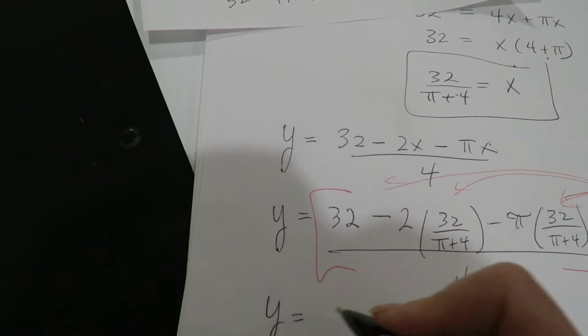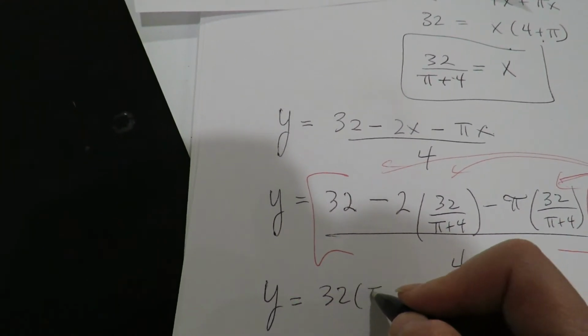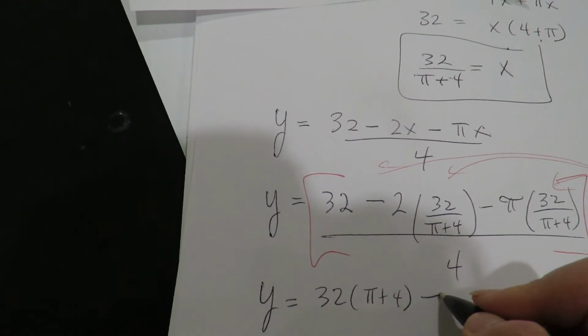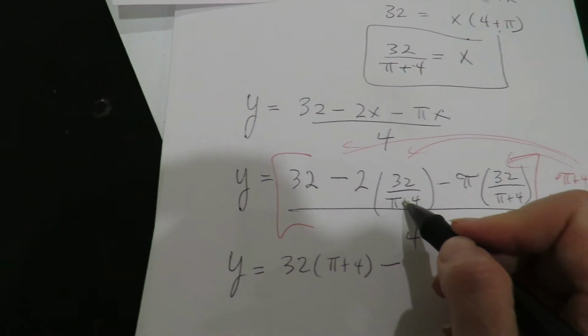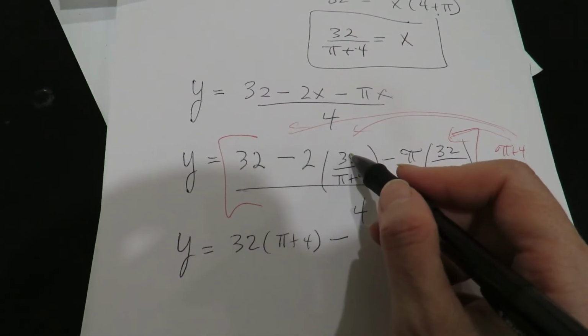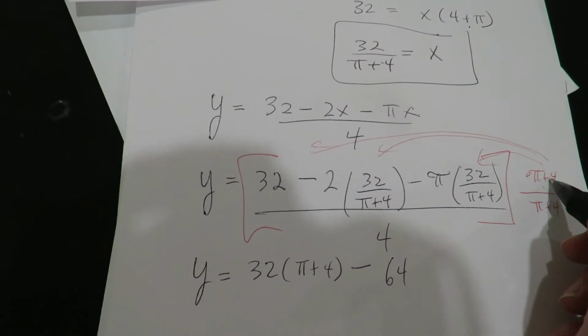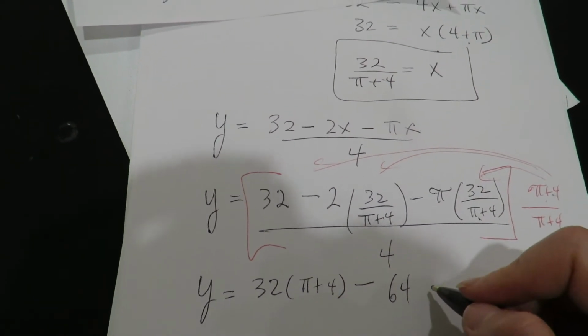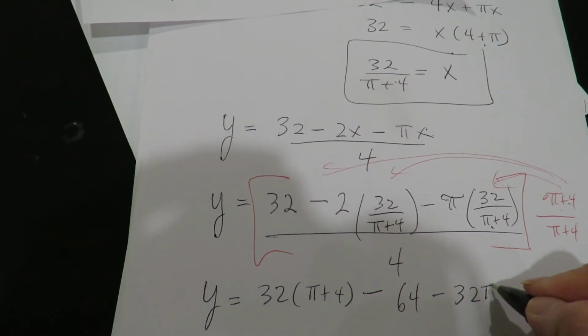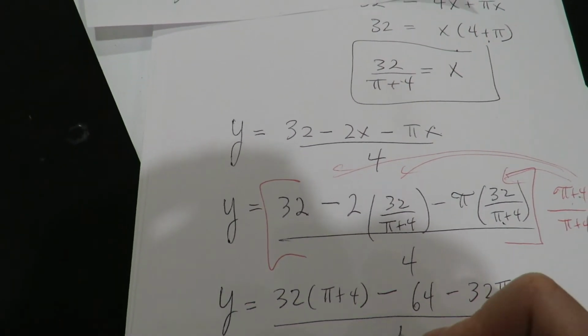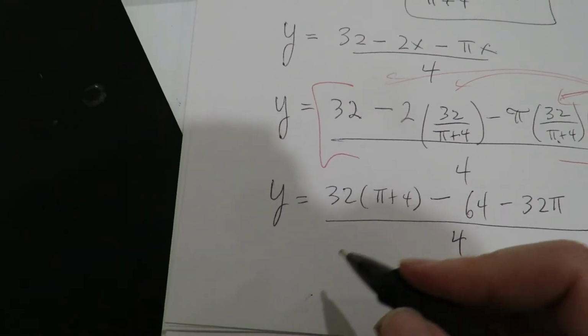I'll try to add a couple extra steps if that's a little too hard to see. So I'll multiply this by pi plus 4. In this one, the pi plus 4 and the pi plus 4 cancel, so you're just left with this times this. Same thing here, the pi plus 4 cancel, so you're just left with that all over 4. Oh, we're getting so close now.